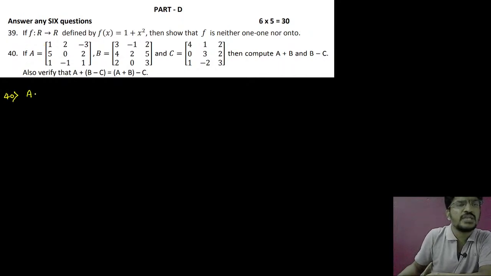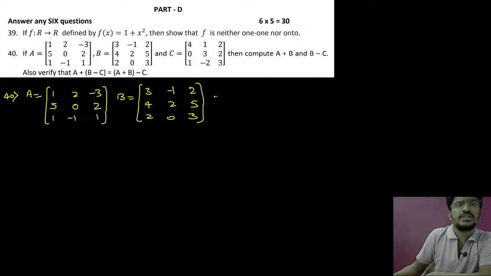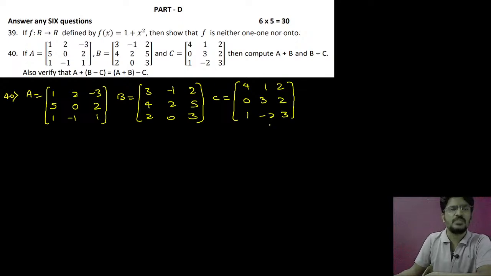So problem number 40: A equals the matrix [1, 2, -3; 5, 0, 2; 1, -1, 1]. B equals the matrix [3, -1, 2; 4, 2, 5; 2, 0, 3]. And C equals [4, 1, 2; 0, 3, 2; 1, -2, 3]. We have to show that A + (B - C) is equal to (A + B) - C.